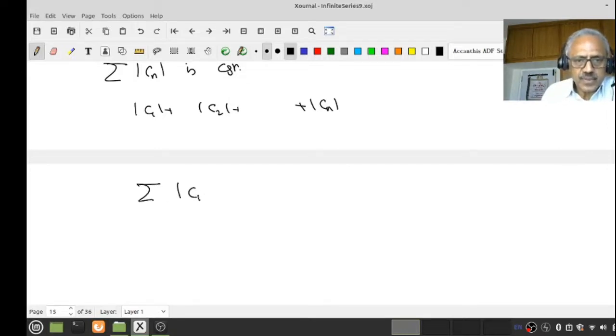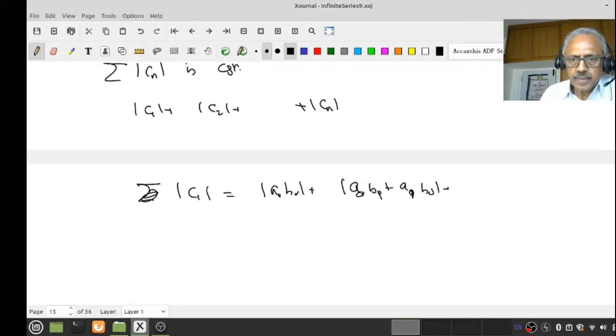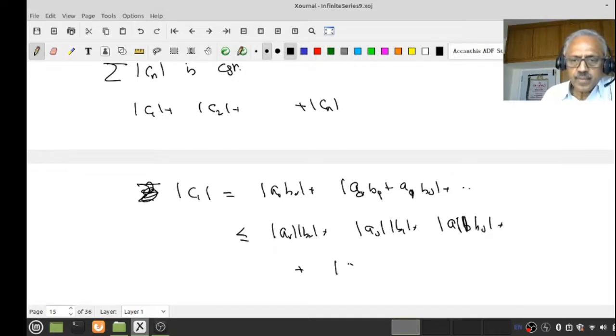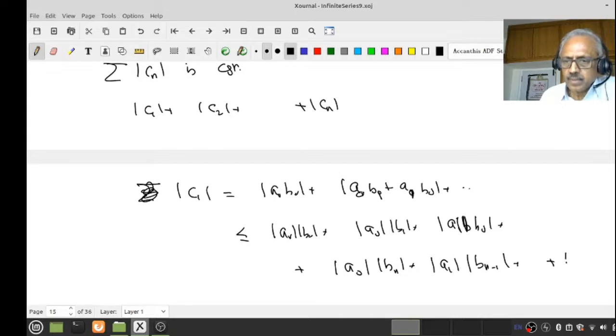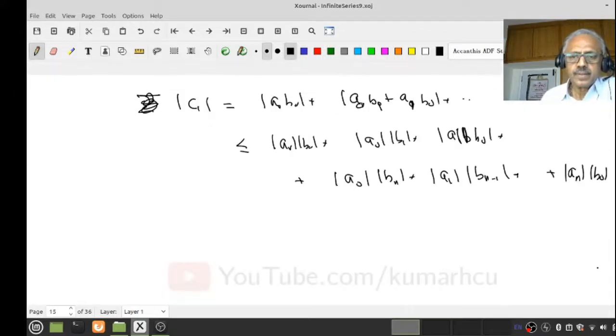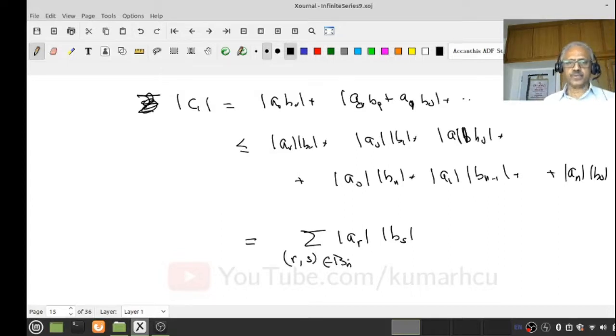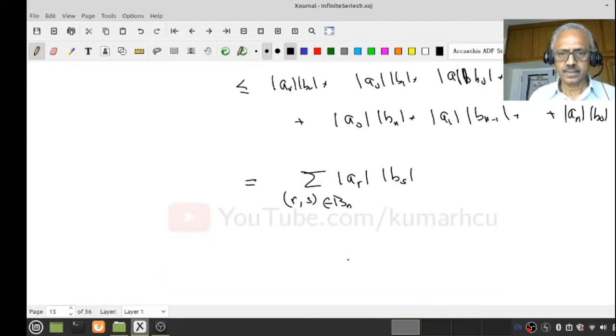So let us look at mod c0, which is mod a0 b0, plus mod c1, which is mod a0 b1 plus a1 b0, and so on. But this is less than or equal to mod a0 mod b0 plus mod a0 mod b1 plus mod a1 mod b0, and the last one will be mod a0 mod bn plus mod a1 mod bn minus 1 plus and so on up to mod an mod b0. I am using the triangle inequality. Right? But what is this? This is nothing other than the sum of mod ar into mod bs where r and s belong to An. Do all of you agree with that?